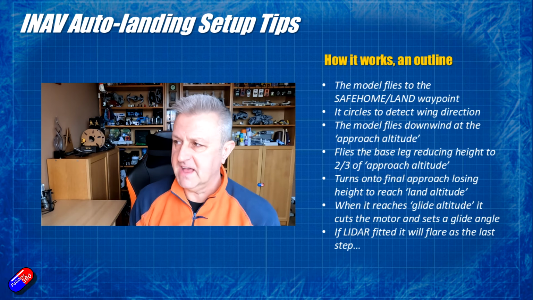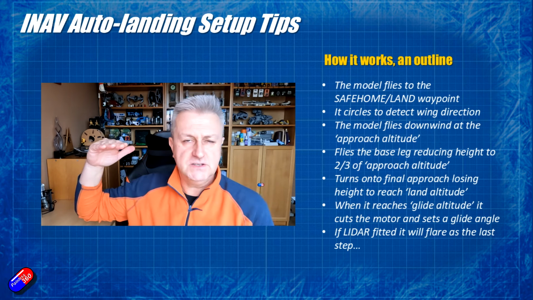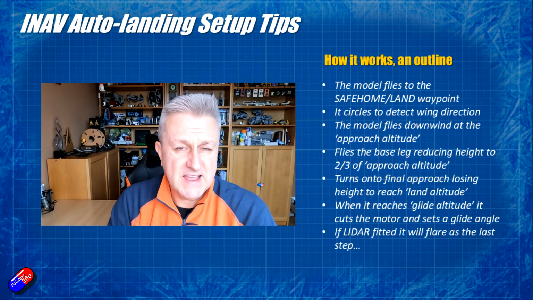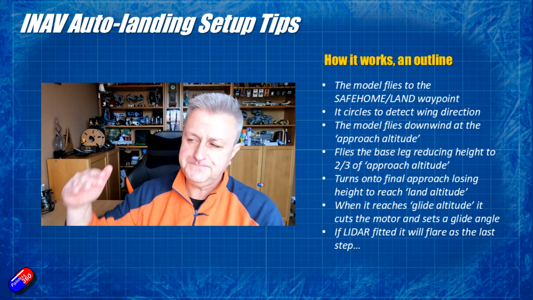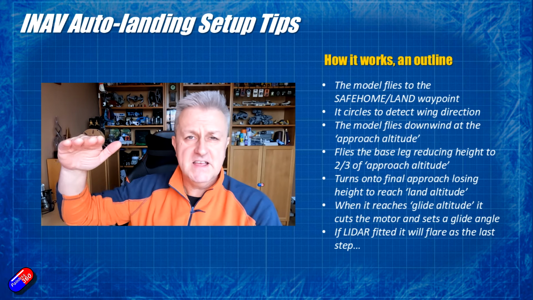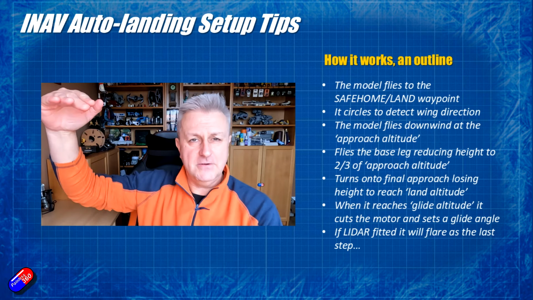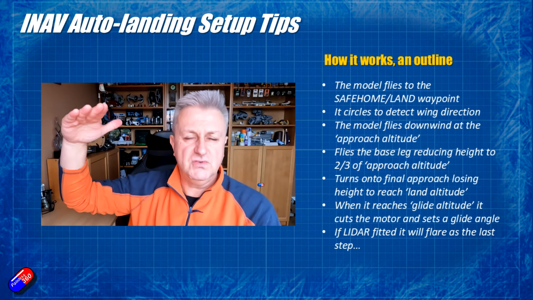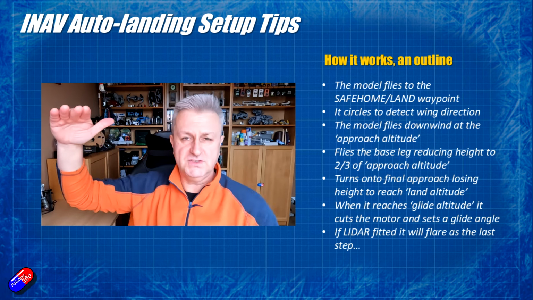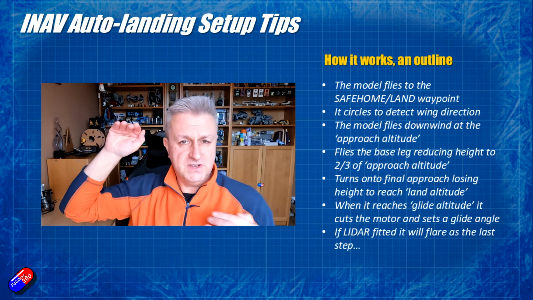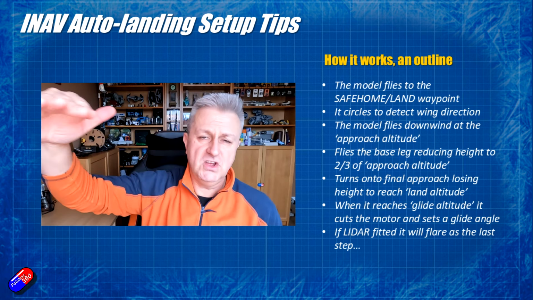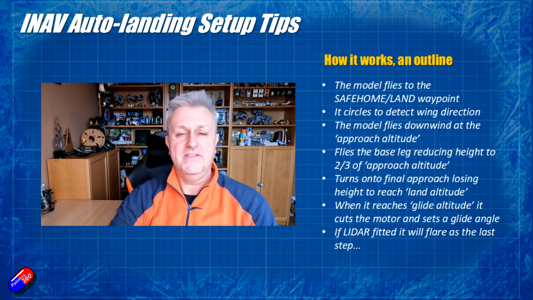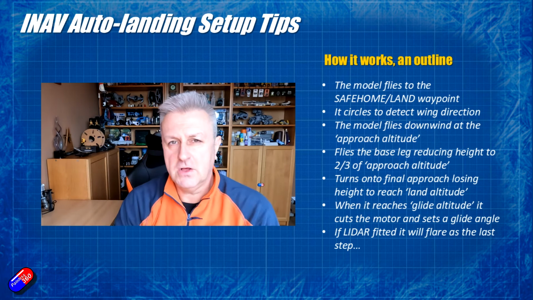Once it has finished that, then it is going to fly the downward leg at what's called the approach altitude. And you can set that. We'll have a look at that in a moment. Once it's finished that, then it will fly the base leg and it will reduce the height to 2/3 of the approach. So say the approach altitude was 300 feet, so it goes down the field at 300 feet, and then when it turns and does the base leg, it'll drop down to 200 feet, and then it'll do another turn and it will start the approach.